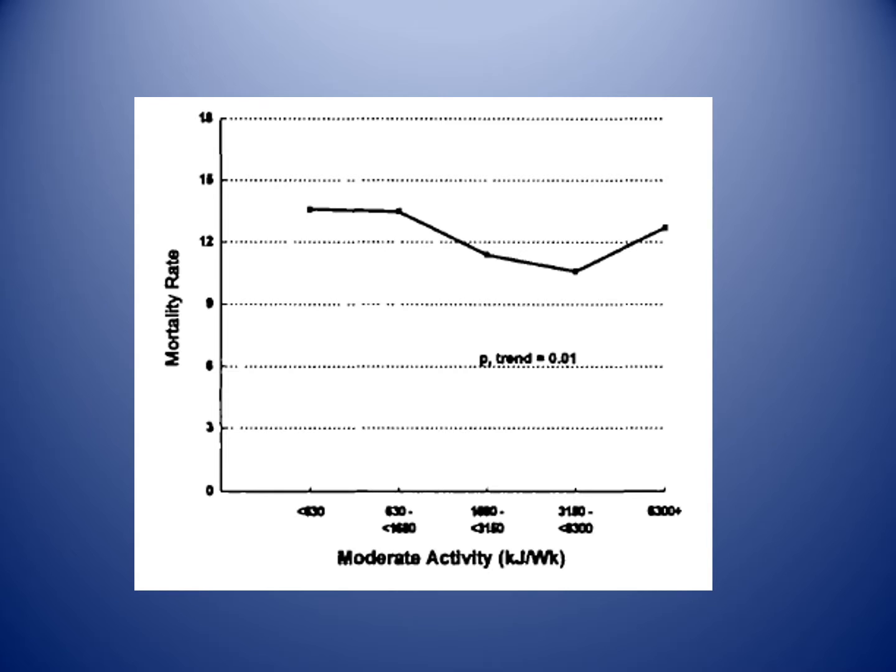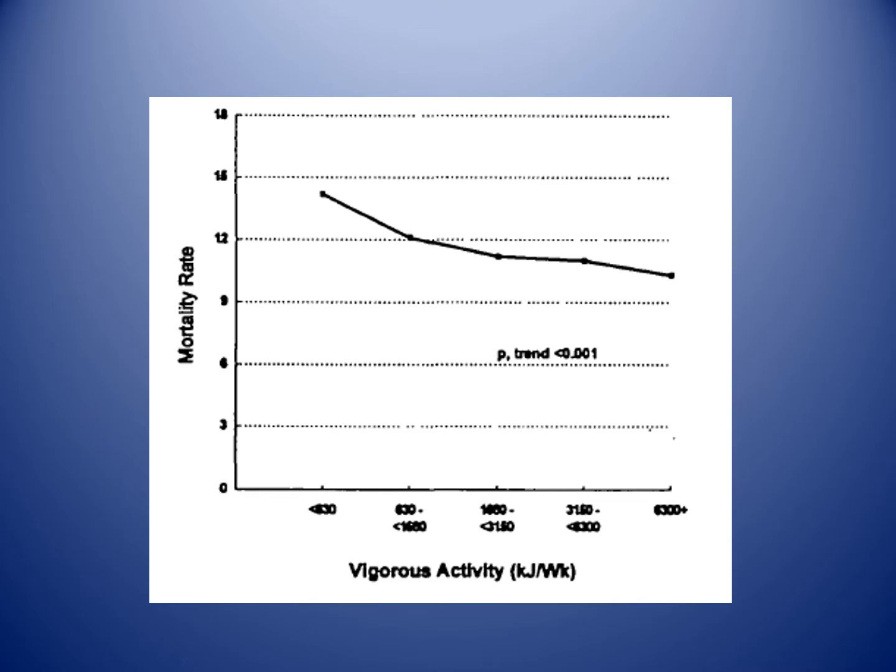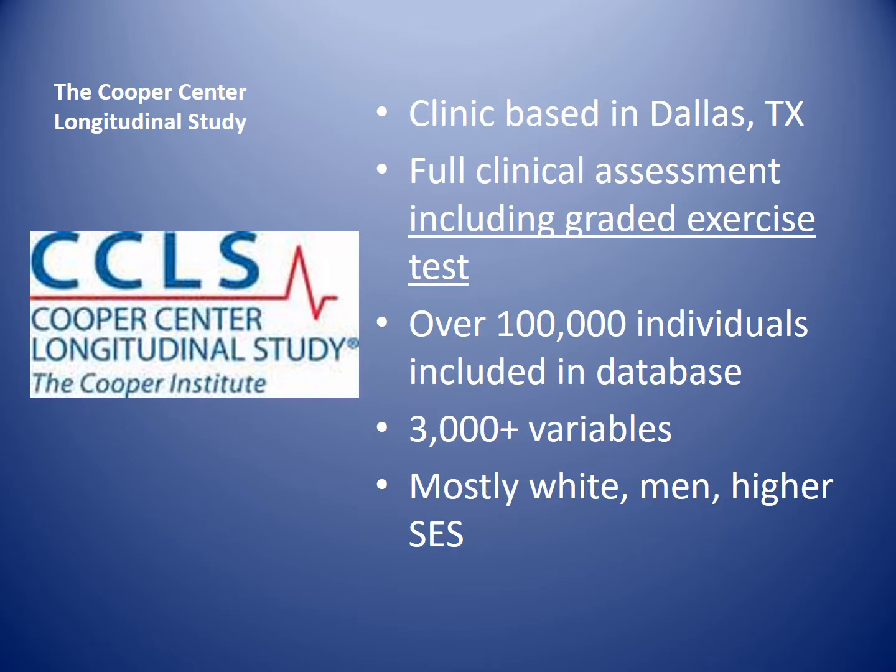Similarly, moderate activity looks very similar. There's a little bit of something interesting going on here at the end with the most active group having a little bit higher mortality rate, but in general, higher moderate activity was associated with lower mortality rate. And then this is vigorous activity. More vigorous activity, lower mortality rate. So the Harvard Alumni Study clearly shows a relationship between physical activity and mortality rate.